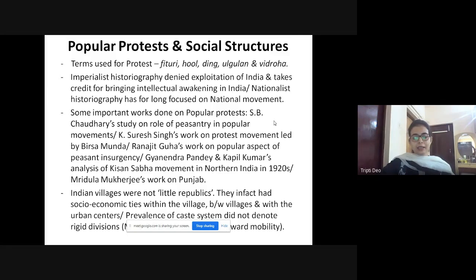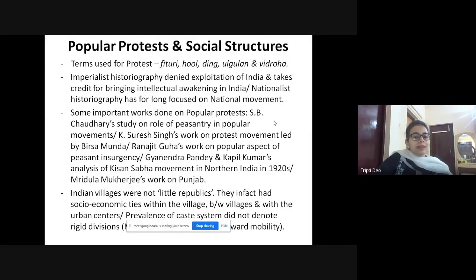And we see that common people like you and I were also protesting at that point of time. How were they protesting? There are words like Fituri, Hool, Deeng, you know, these are local terms of protest that were popular among the people of different regions in India.